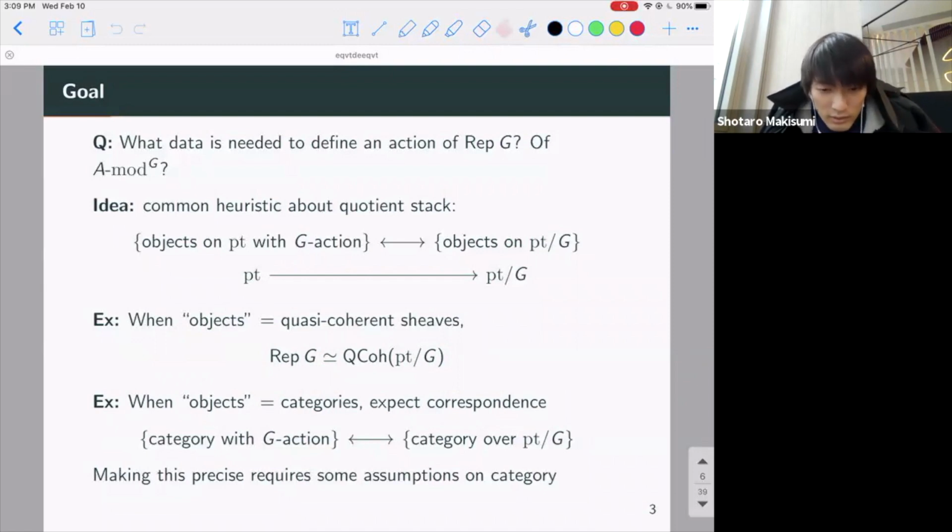Now I want to consider the case when objects are categories. So I expect some correspondence of the form: a category over point mod G, remember, that means a category with an action of the monoidal category Rep G, corresponds to a category over a point, which is just a category, or maybe a K-linear category, with a G action.